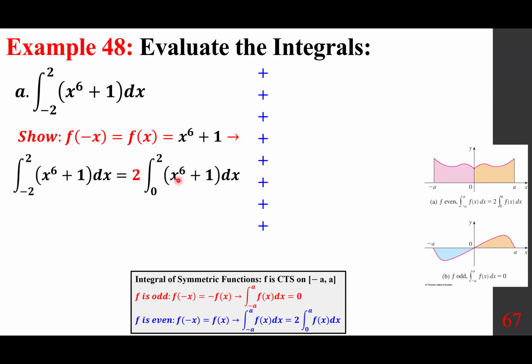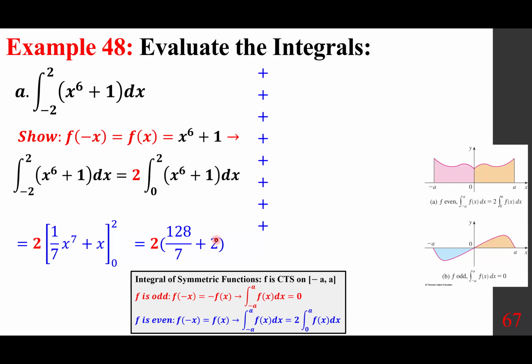So this is 1 over 7, x to the power of 7. This is x. And again, we could have gone with this and evaluated from negative 2 to 2. Don't have that one, but it's easier to go from 0 to 2 because you just plug in 2. The 0 gives you 0, so just plug in 2. So it's 2 to the power of 7 over 7 plus 2. 2 to the power of 7 is 128.